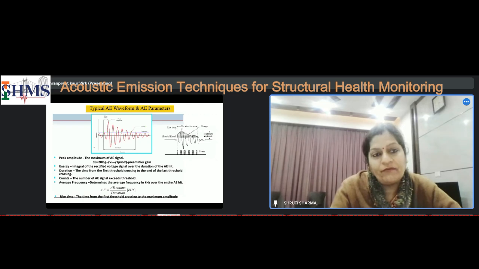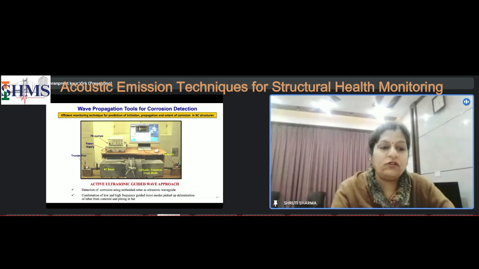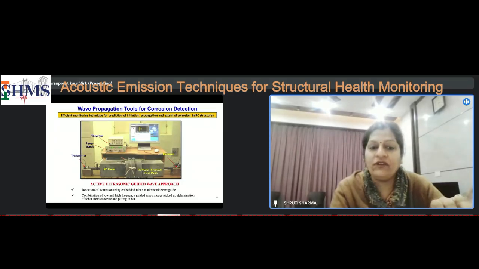Next slide. For corrosion detection or any kind of damage which occurs inside, wave propagation tools have been there since long. This is an active system wherein we send signals. This slide shows a beam subjected to accelerated corrosion being monitored using an ultrasonic method. What we are doing is sending the signals from a transmitter from one end and receiving the signals.